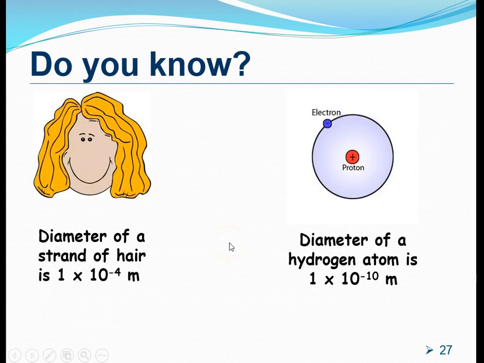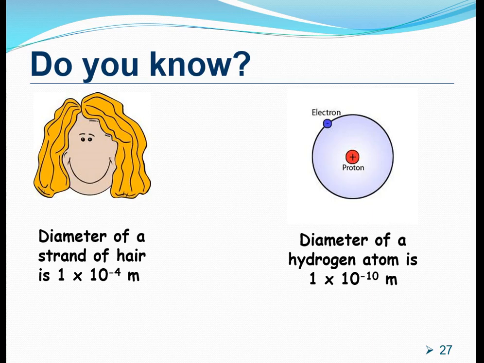Right, so some fun fact. Do you know that the diameter of a strand of hair is about 1 times 10 to the power of minus 4 meters? And that the diameter of a hydrogen atom is about 1 times 10 to the power of minus 10 meters. Alright, so that brings us to the very last slide of this lesson itself.